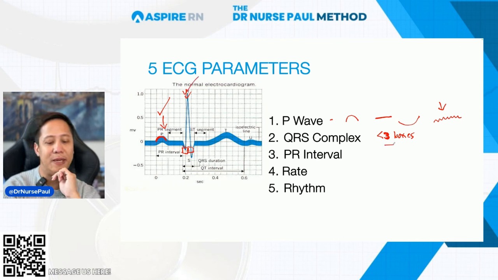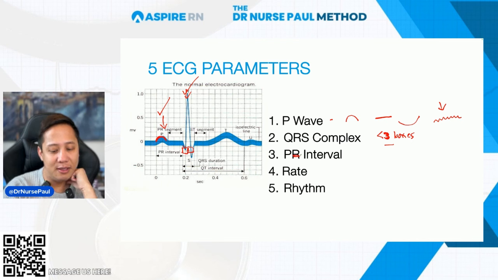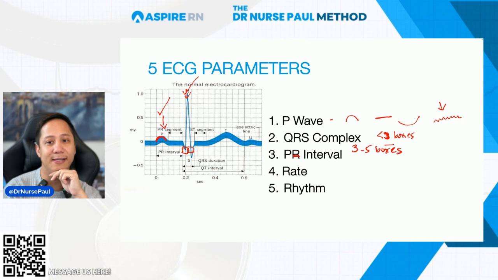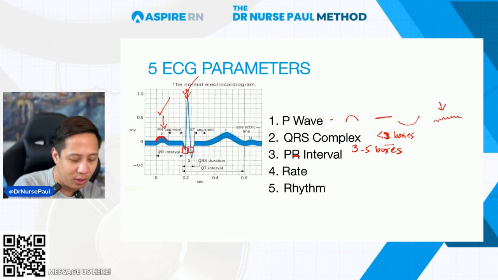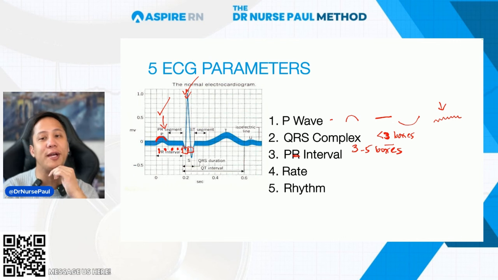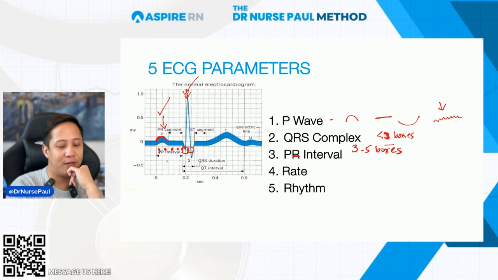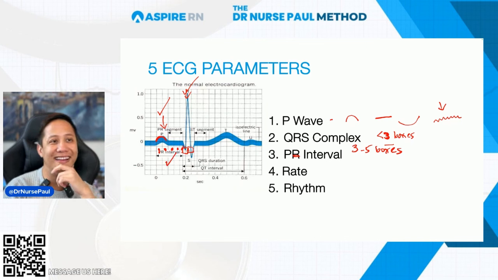All right, PR interval. How many boxes for the PR interval, guys? How many boxes? 3 to 5 boxes. 3 to 5 boxes, right? Yes? Momo, it's 3 to 5 boxes. Very good. So let's count the one on the screen. 1, 2, 3, 4, 5. That's 5. Is it a normal PR interval, the one on the screen? Yes or no? Yes. All right? And the rate.